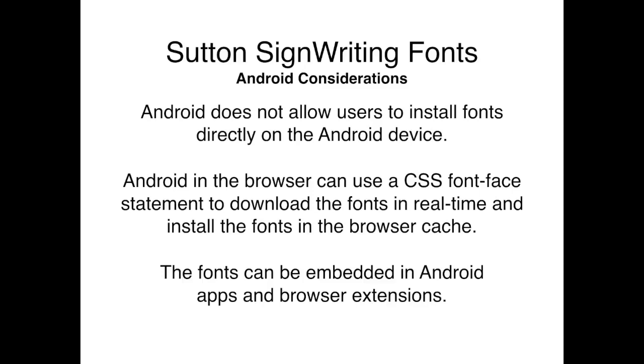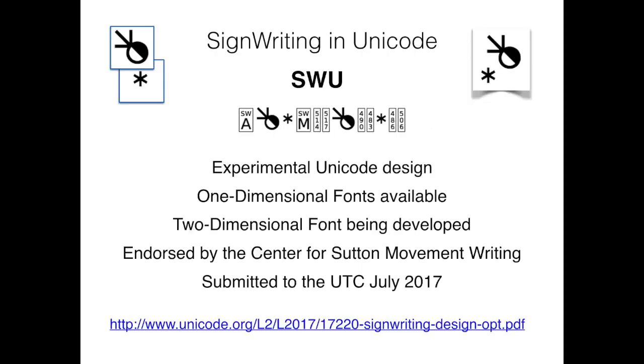This demonstration will be discussing the SignWriting in Unicode characters called SWU. This is an experimental Unicode design that is endorsed by the Center for Sutton Movement Writing. The characters have been submitted to the Unicode Technical Committee in July of 2017. Discussions with the UTC are ongoing. For the SWU characters, the one-dimensional font is available and will be highlighted during this demonstration. The two-dimensional font is currently in development.